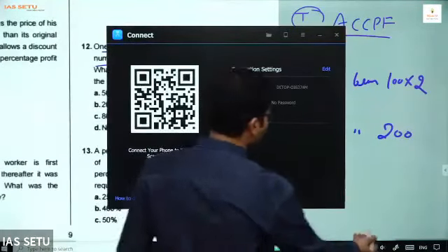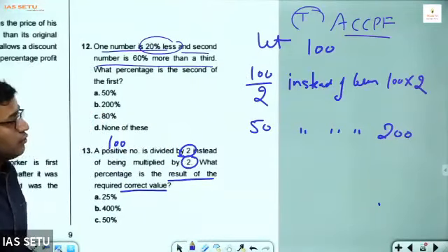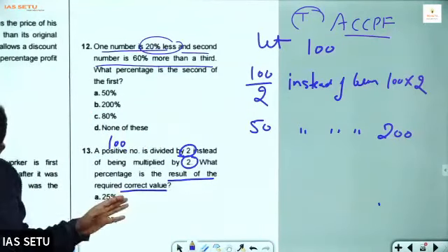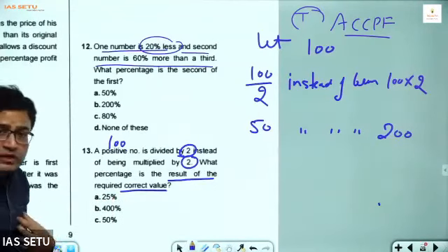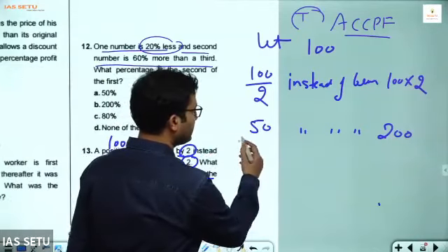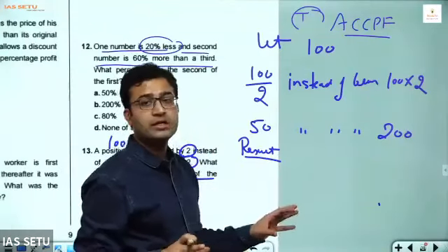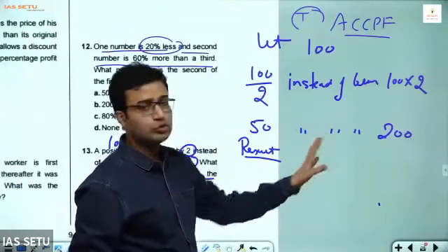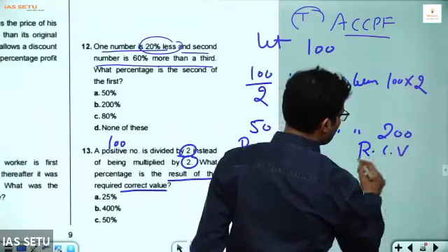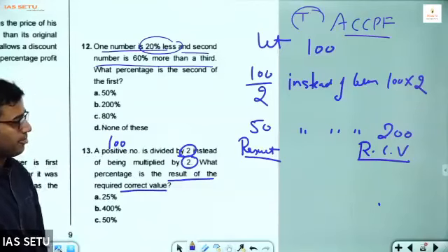Now what we get, that is the result. So I got 50. As a result, I got 50. And what I was supposed to get, 200, that is the required correct value. The correct value was 200, but by mistake we got the result 50. So the required correct value is 200. Result 50, required correct value 200.